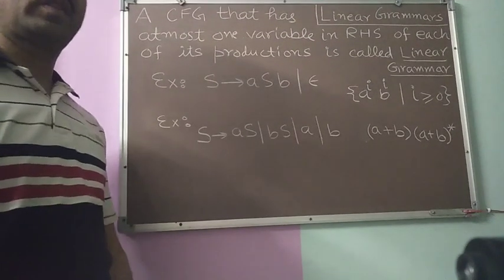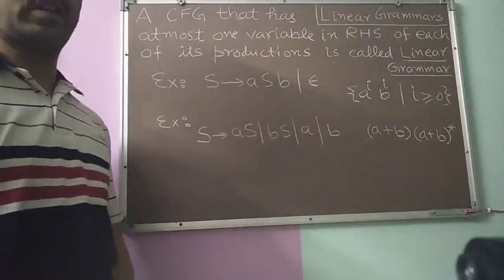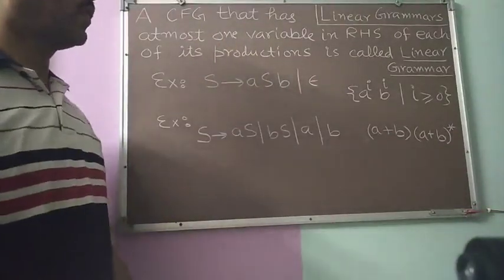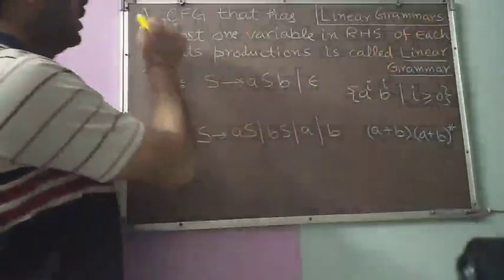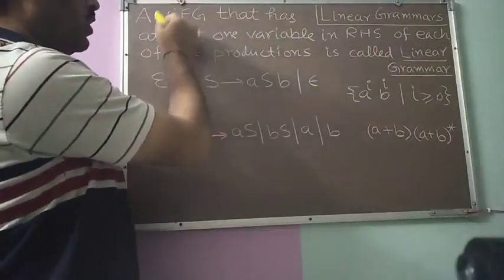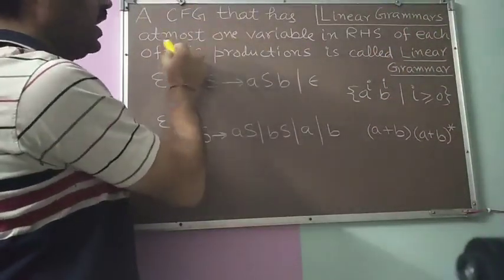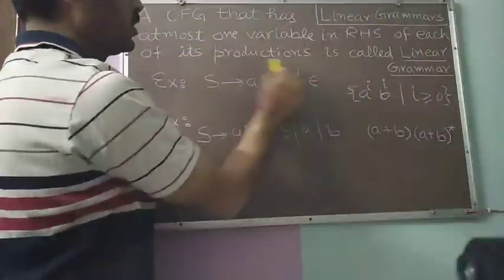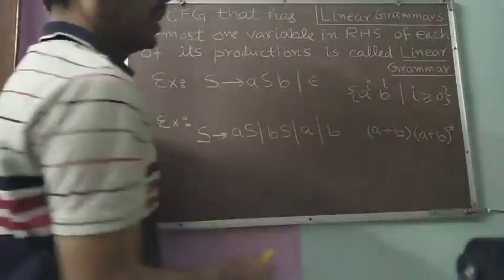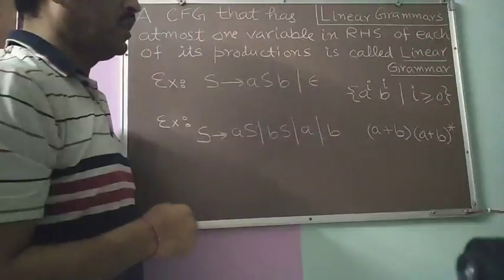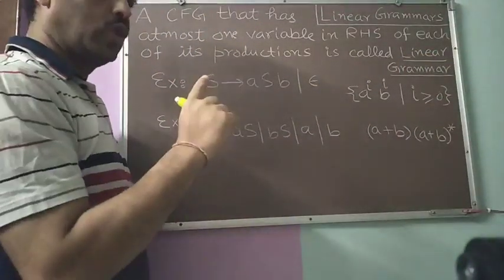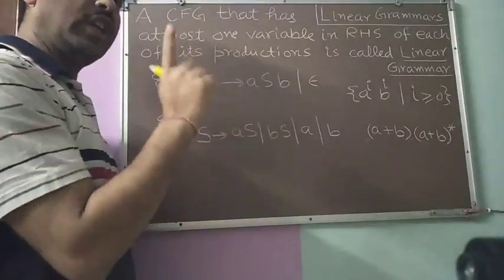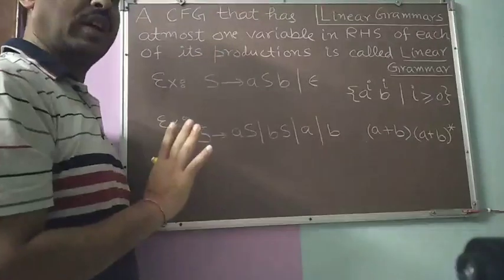Dear students, in this session we will discuss linear grammars. First of all, we'll look at the definition of linear grammars. A CFG, a context-free grammar, that has at most one variable on the right-hand side of each of its productions is called a linear grammar. So what property should these linear grammars have? There should be only one variable on the right-hand side of each production of the grammar.